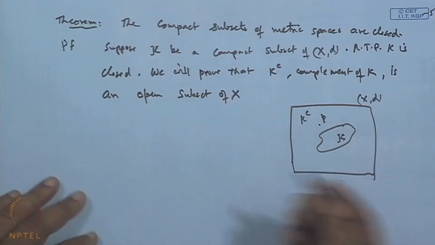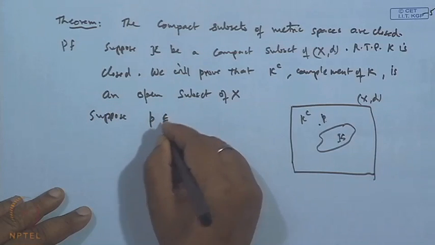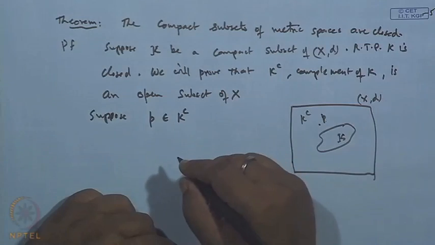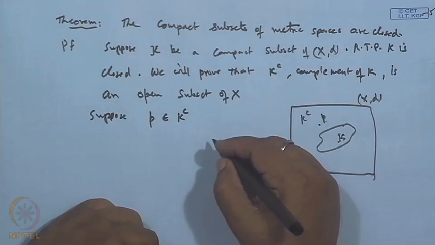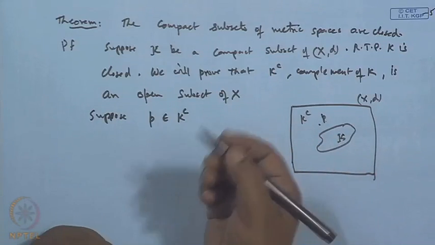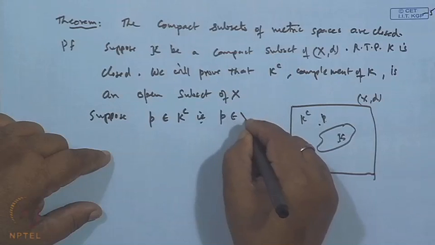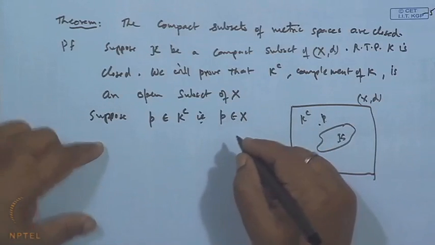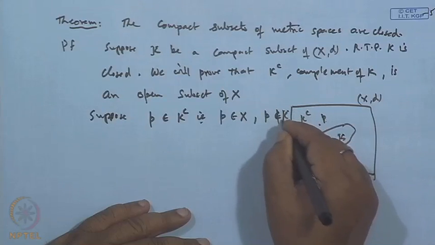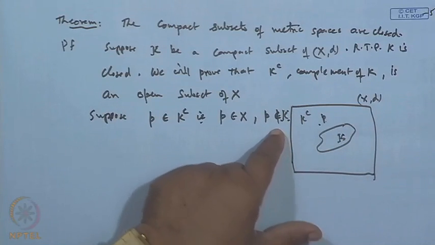So, let us take, suppose P is a point belonging to the complement of K, that is Kc. That is, P is in X, but P is not in K. That is the meaning of this. P is in X, but it is not in K.